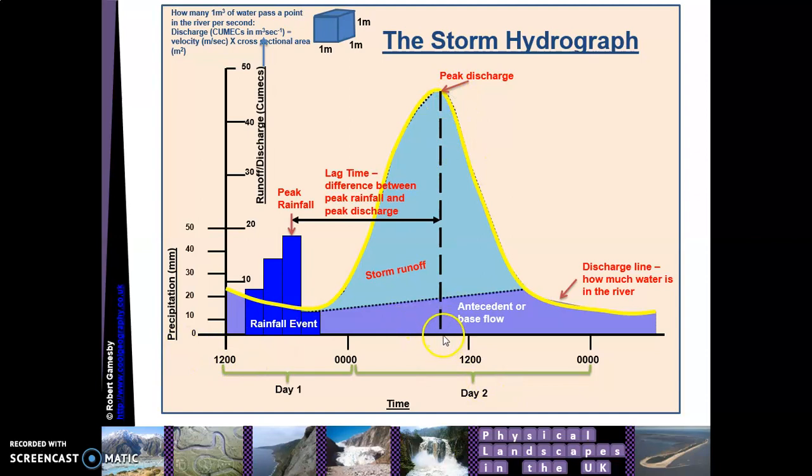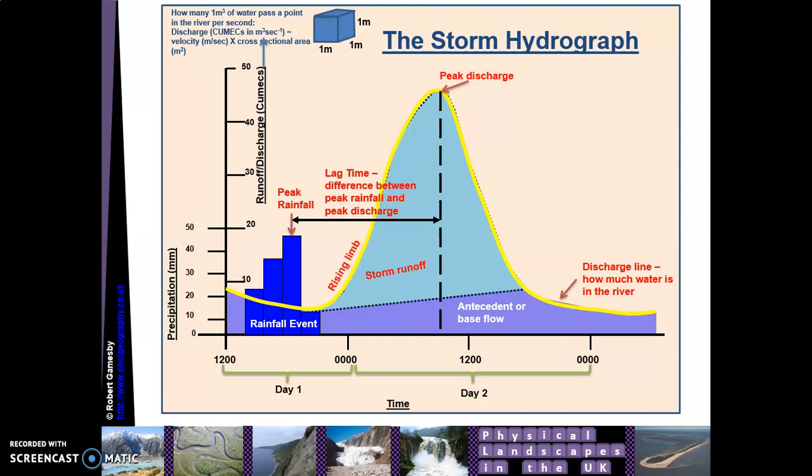You first of all work out what the peak discharge is. So the peak discharge here is around about, I don't know, maybe 1100 on day 2. And the peak rainfall here was probably about 1800, let's say, on day 1. So you'd work out the difference between those two to work out the lag time. In an exam, it'd be a lot more straightforward to work out the lag time. The numbers would be a lot more simple. So I'm not going to work this one out, but we will go through a few examples in class.